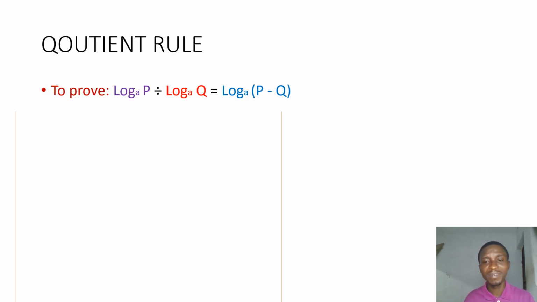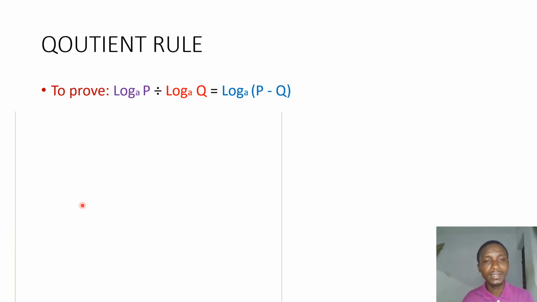Without wasting time, let's quickly dive into the details. Today, we shall be covering the quotient rule of logarithm. And what's the quotient rule of logarithm saying? The quotient rule of logarithm says that if you have log p base a divided by log q base a, that will give us log p minus q base a.